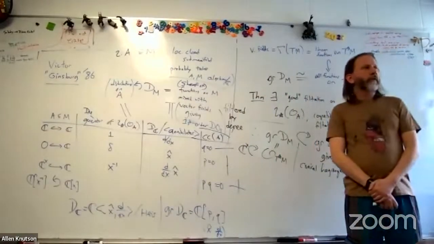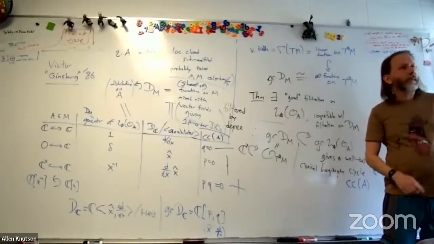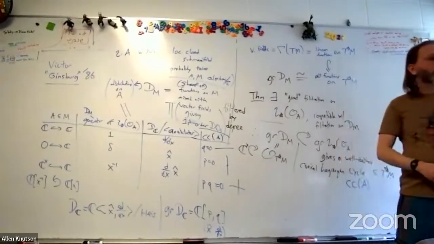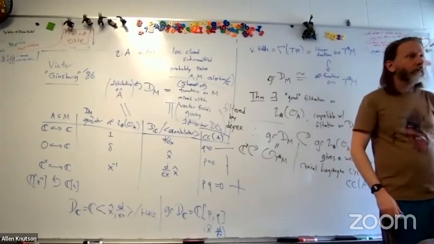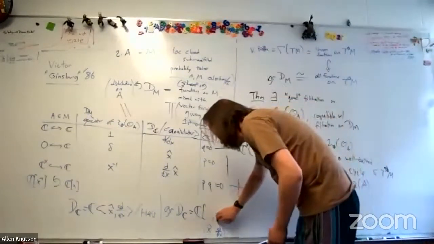Any questions right now? Or maybe I think it's P and Q. Q is usually coordinates and P is momentum. Oh, of course you're right. Yep. All right.